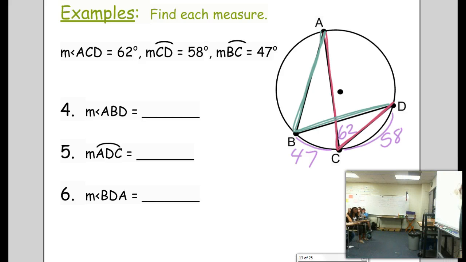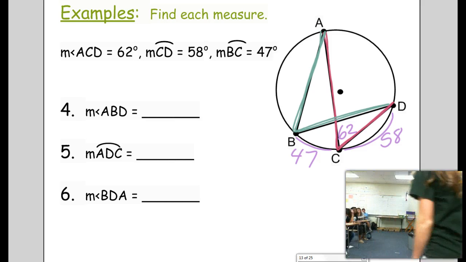This one is intercepting AD. This one is intercepting AD. Both of those angles are intercepting the same arc. So both times you're going to take the arc and divide by 2. If you take the same number and divide by 2 both times, you're going to get the same angle. Both times. So we'll go the long way, but in the future you don't need to do it the long way.